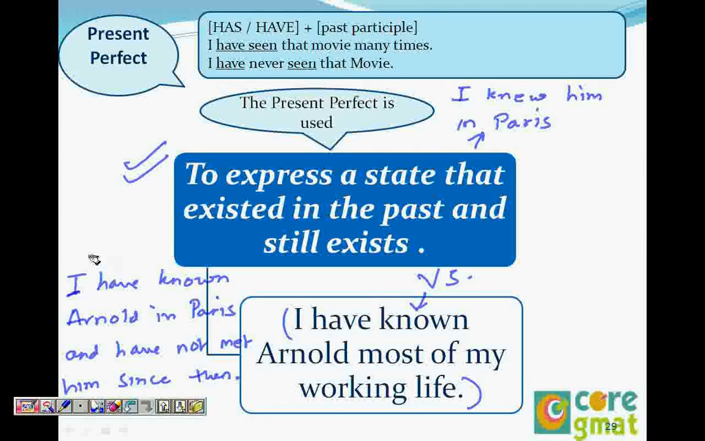You can also not write "I knew Arnold most of my working life." Yes. That's also a wrong sentence. Right? Because it talks of a current state which is also going on. So the basic difference between present perfect and the past simple is, one, that the past simple is a remote action, and present perfect is the recent action.